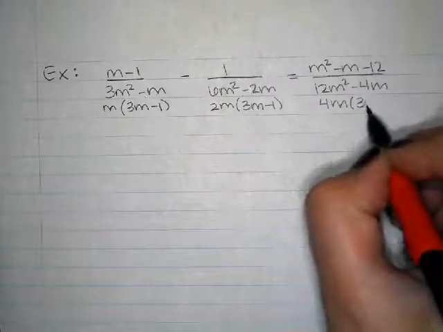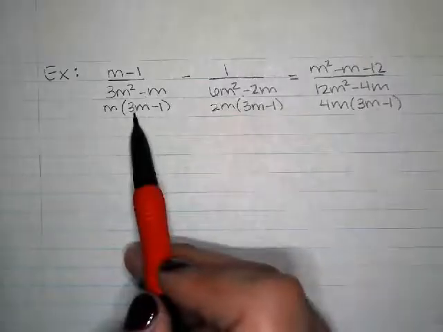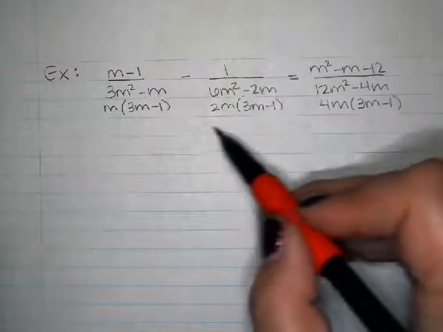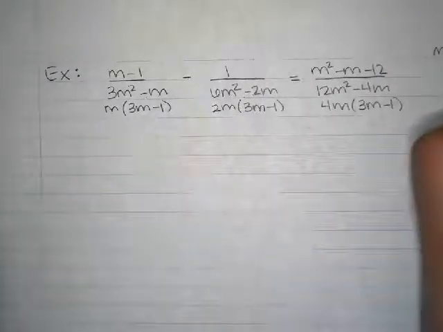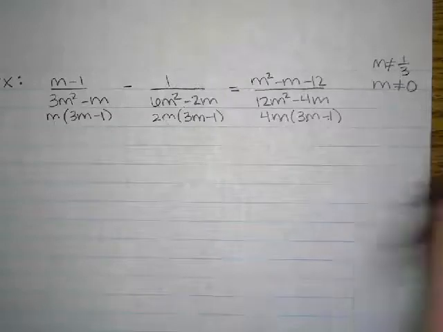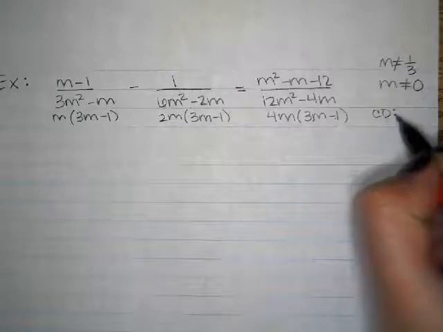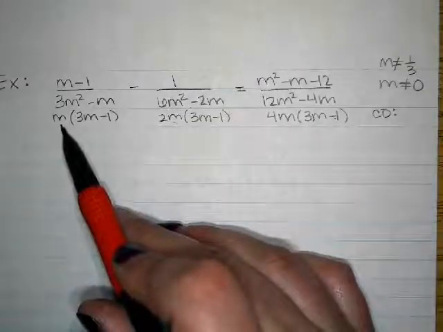Okay, so now we can tell they're actually pretty comparable. Can you guys tell what the excluded values are? There should be 2 of them, right? Positive 1/3, okay. So 1 divided by 3. What about the m in the front? 0. Good. And then our common denominator would be 4m and 3m minus 1.